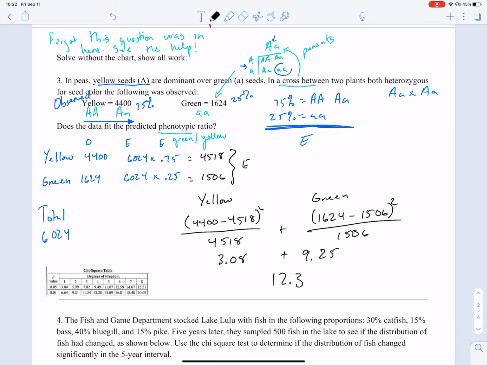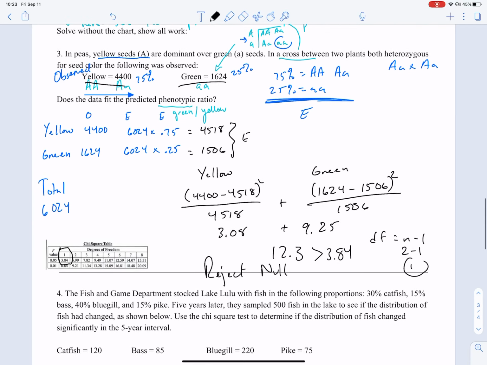So now I have to ask, what are my degrees of freedom? Again, n minus 1, 2 minus 1, my degrees of freedom are 1. I come over here and I see that I'm comparing it to 3.84. And I know that 12.3 is significantly greater than 3.84, so I must reject my null hypothesis. What does that mean in this particular case? It means that the number of green and yellow are not as expected, and therefore something must be going on that is skewing the data, it looks like, toward the green plants. So that's the third problem.